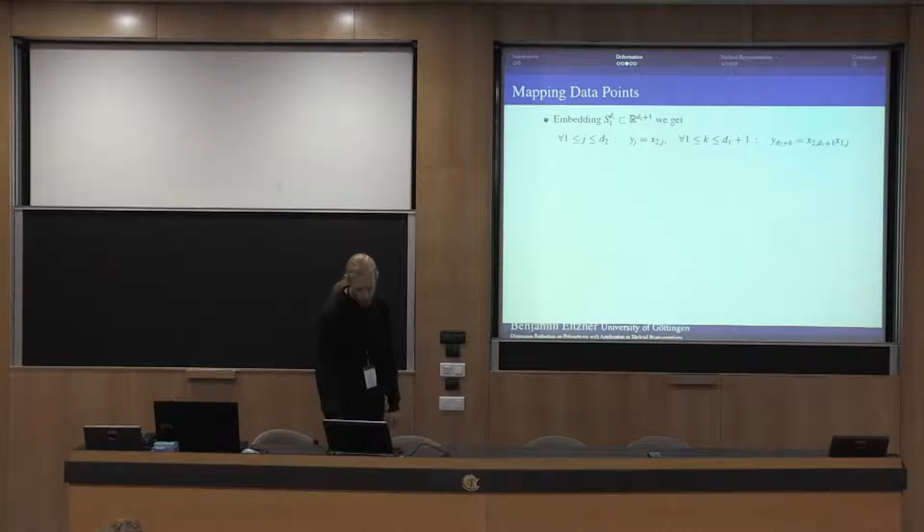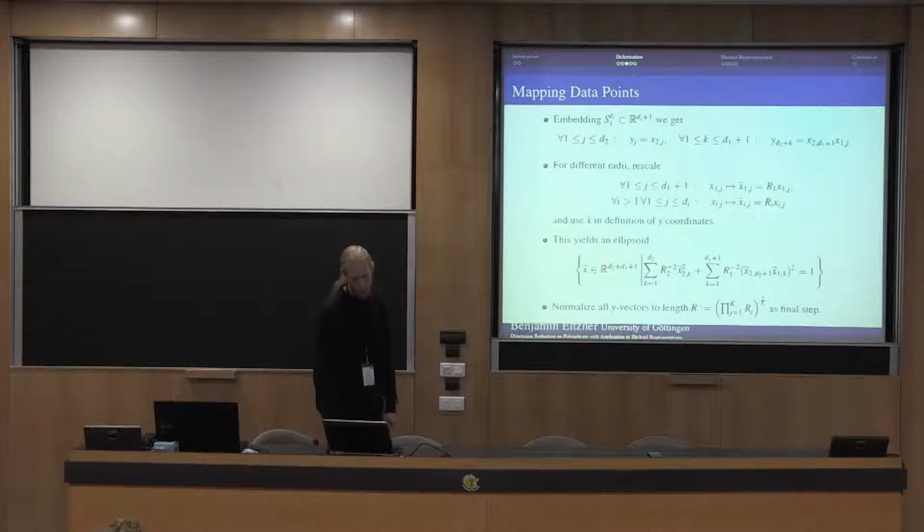And for different radii, we rescale the coordinates with the radii, but we do not rescale the north pole direction of the outer spheres with the radius, because otherwise we would also scale the inner spheres with the radii of the outer spheres, and we don't want that. And this yields an ellipsoid, essentially.